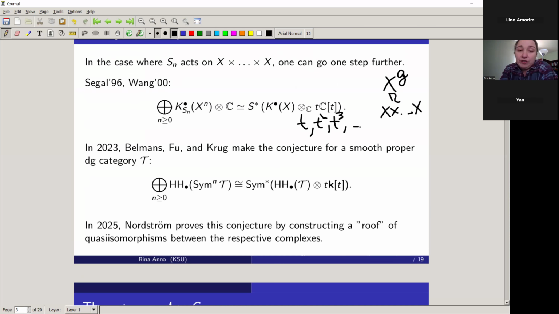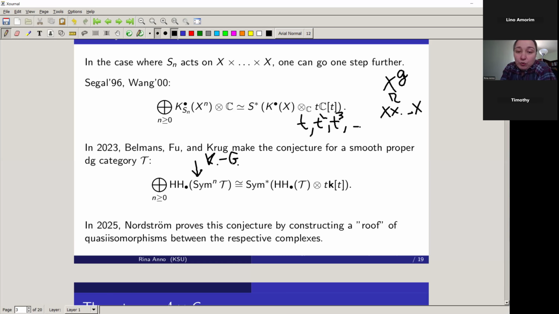And then quite recently it has been conjectured that a similar decomposition holds for Hochschild homology of a symmetric power of a DG category T. Now, in their paper, Belmans and van Kruggen used the definition of symmetric power of T introduced by Kapranov and Ganter, as the Sn-equivariant structure on T. So it was a conjecture for a smooth proper DG category, for a similar decomposition for Hochschild homology.